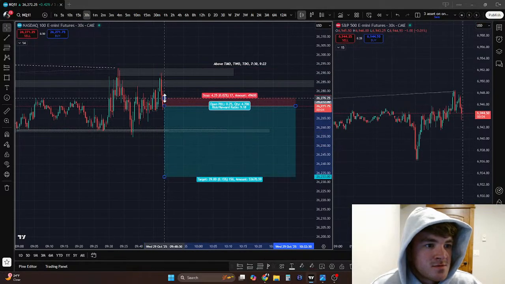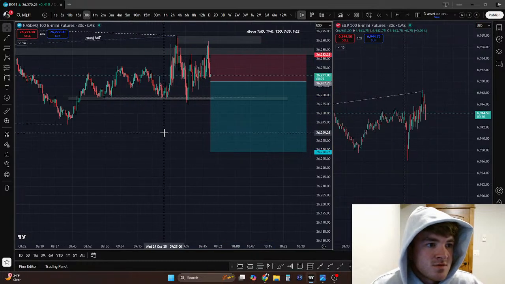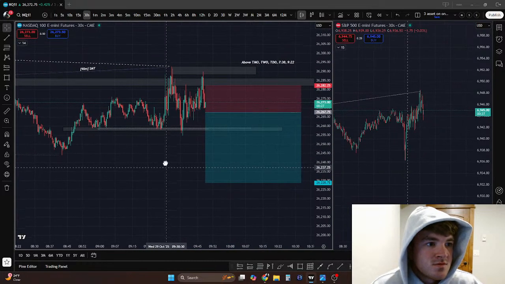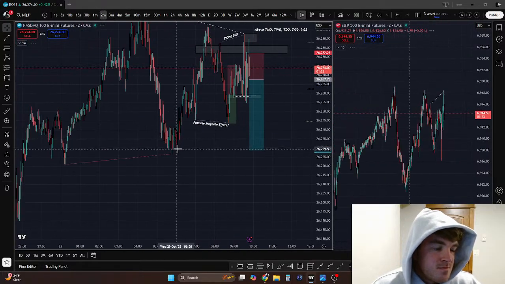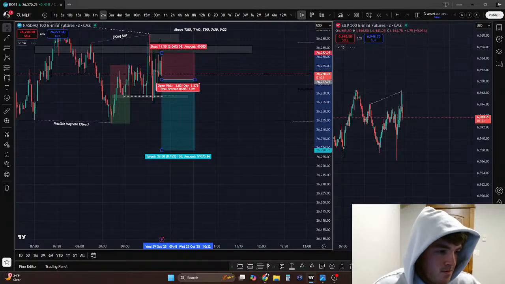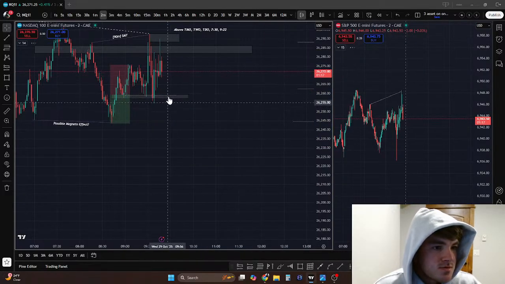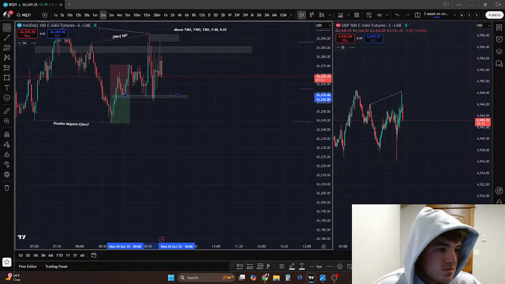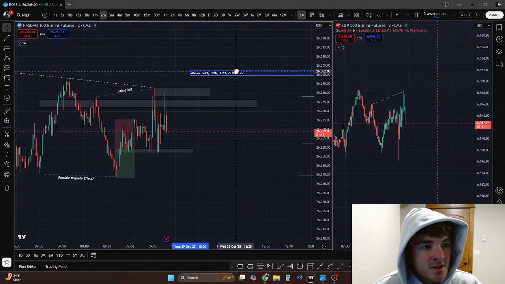"30-second change in state." I just don't want to. You can see this Phoenix model is already up like 6R right now.